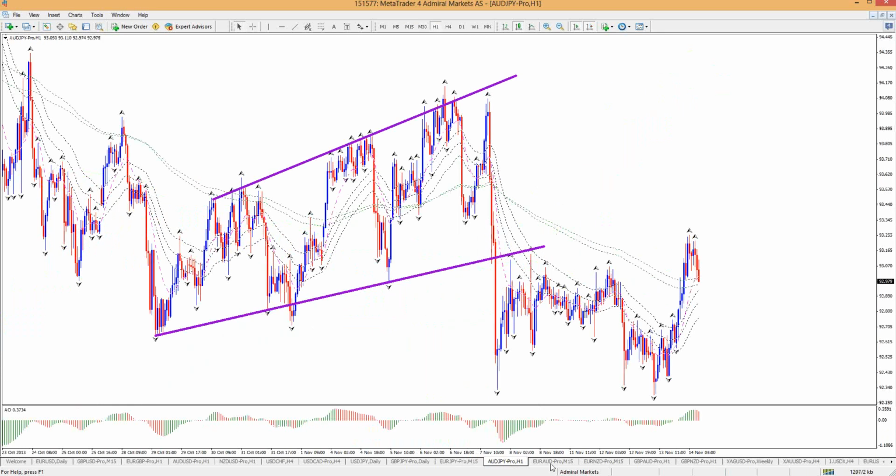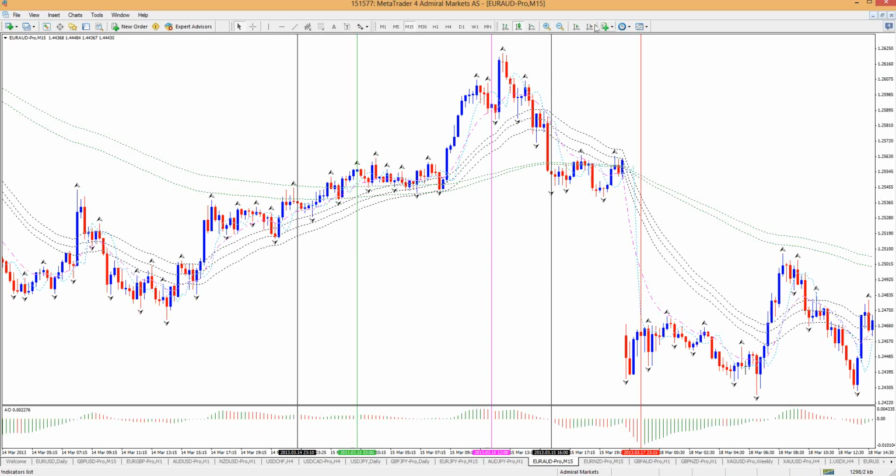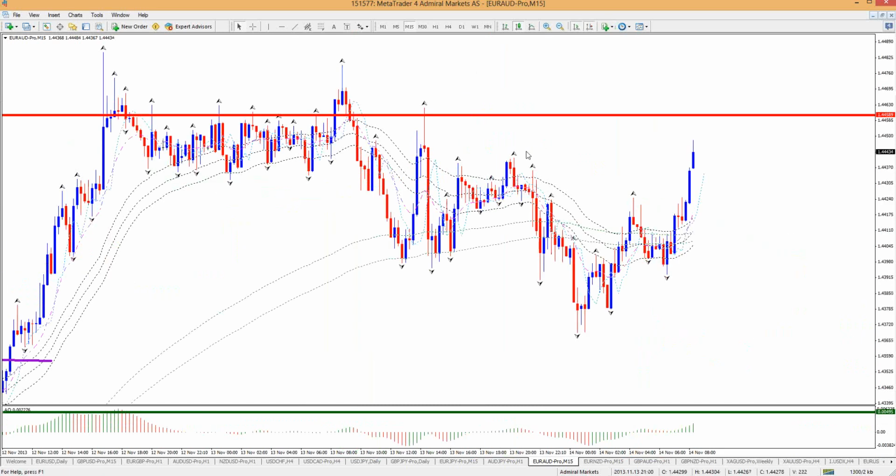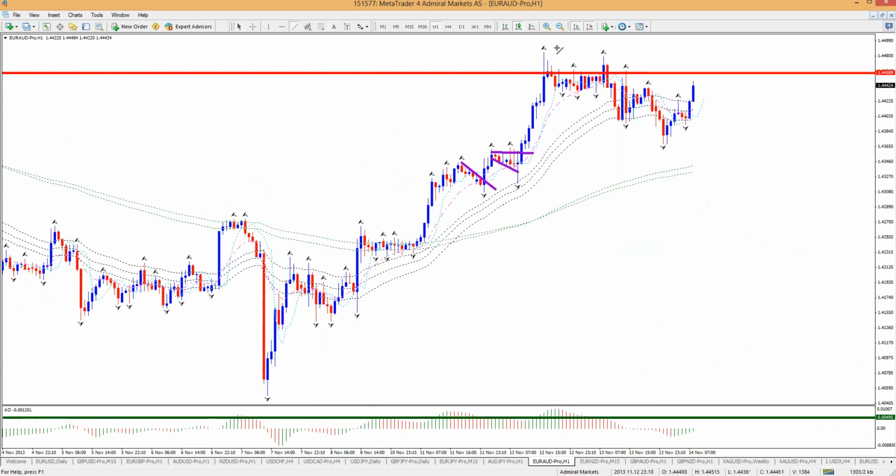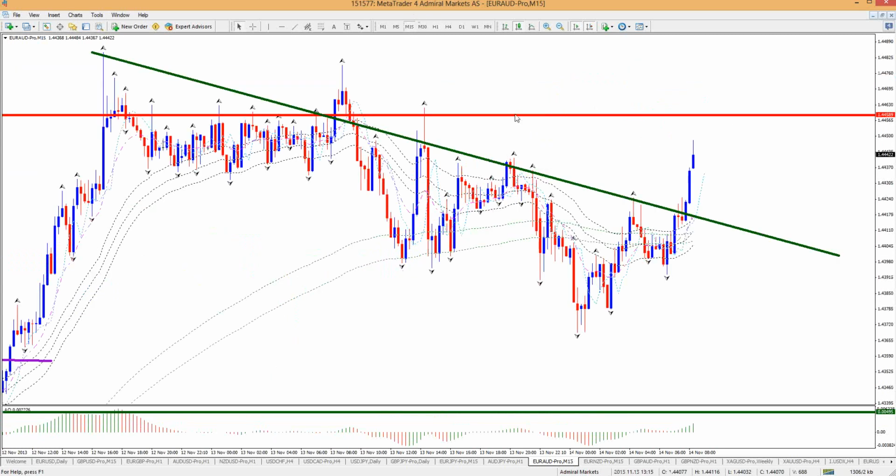The yen is quite choppy. Let's take a look at the Euro Aussie maybe. Euro Aussie seems to be breaking actually as we speak. This broke just right at the beginning of our session, just when we started, unfortunately. That looks like a good break, though.